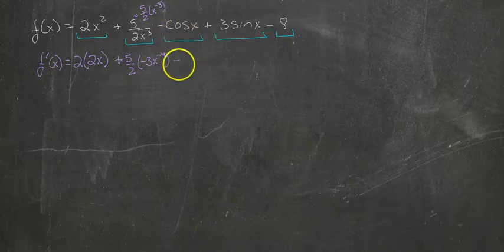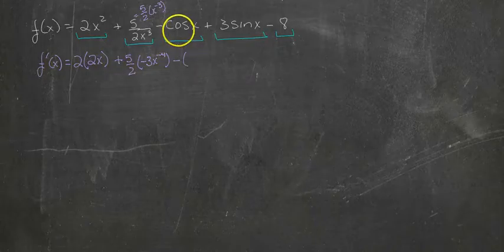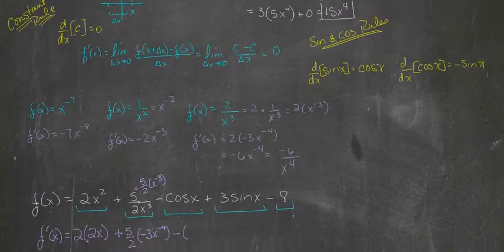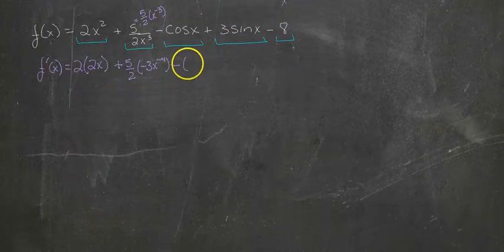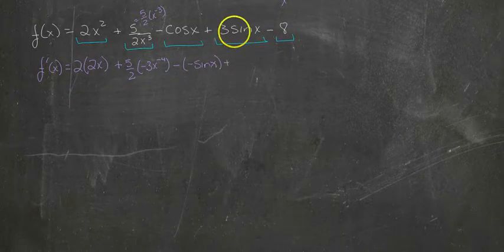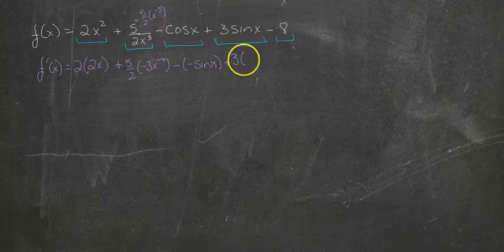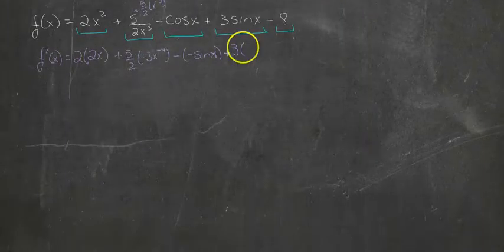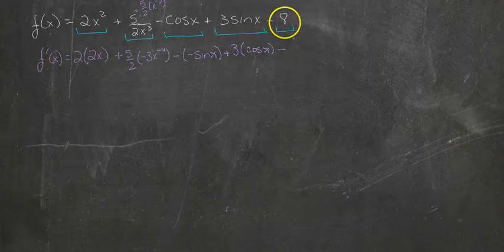Minus, well, cosine, the derivative of cosine, remember the rule? Cos x equals minus sine x. Plus 3 sine x. Well, constant multiple rule, I've got a 3. And then sine x, derivative of sine x, cos x. Minus 8. But 8 is a constant, and the derivative of any constant is 0.